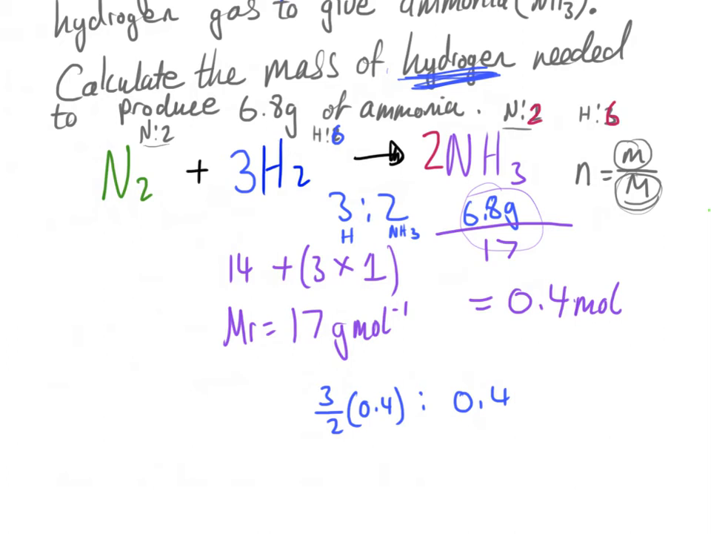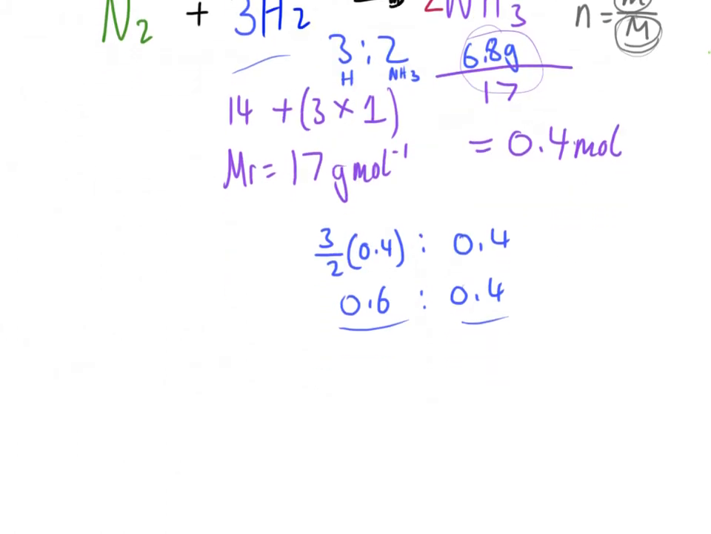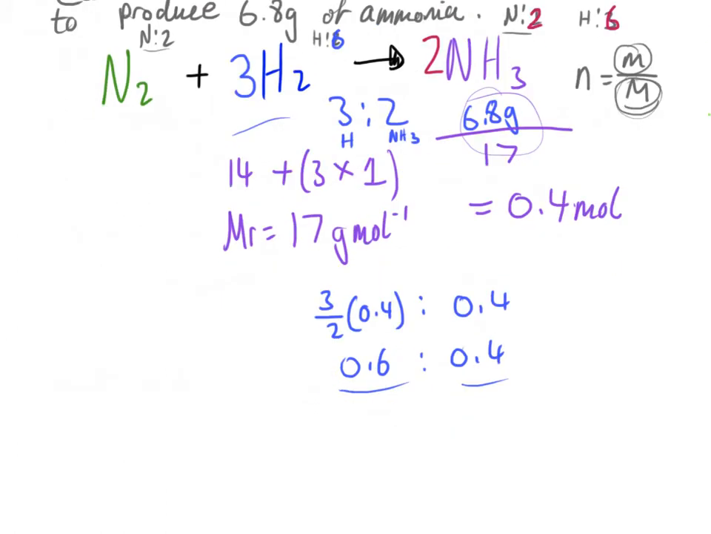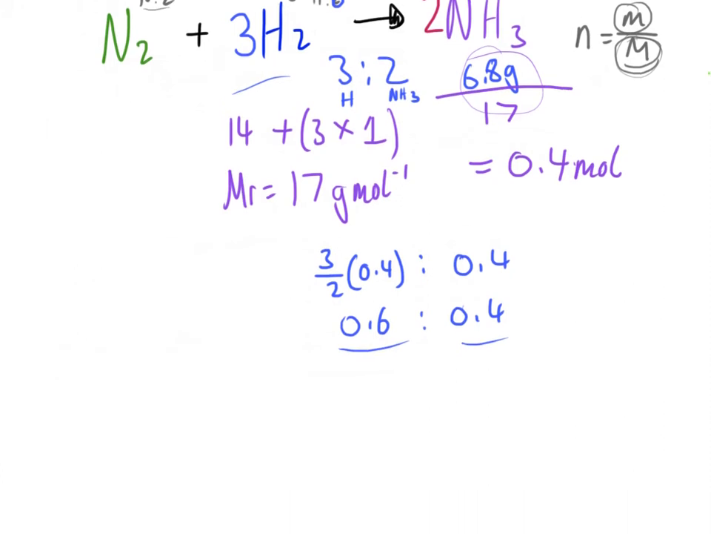If we do that, 0.4 times 3/2, what we get is 3/5, which is 0.6. So this is 0.6 to 0.4. For every 0.6 moles of H2, we have 0.4 moles of NH3, which is what we have. So using the knowledge that we have 0.6 moles of H2, we can now work out the mass of H2.